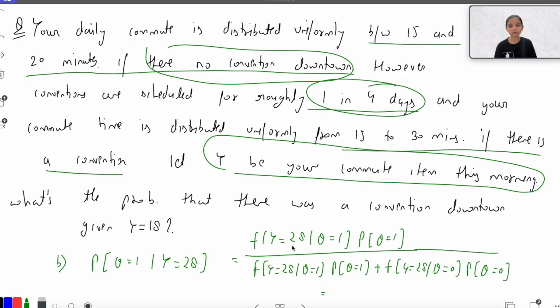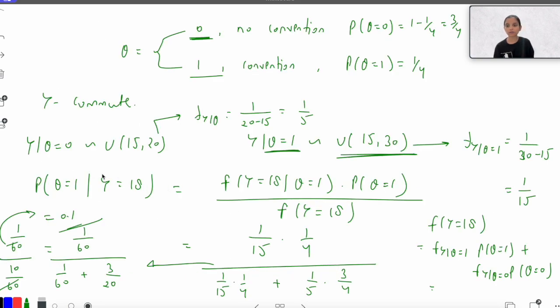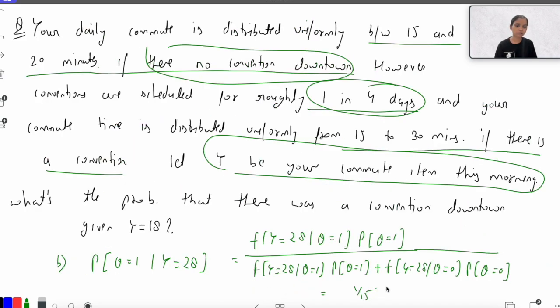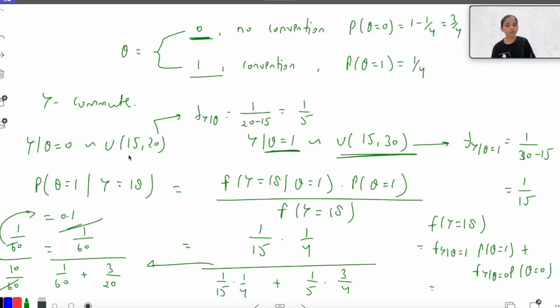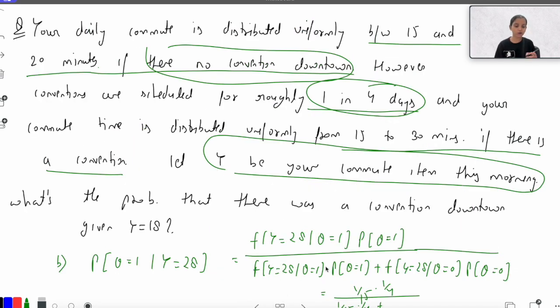Okay, and that will be equal to, now look at this case. For theta equal to 1, the uniform is 15 to 30, so y equal to 28 would lie in that range. So you can say 1 by 15 into 1 by 4. Similarly 1 by 15 into 1 by 4 in the denominator. In this other case, y is equal to 28. Now let's look at the range of y. Y is lying between 15 and 20, and 28 is not lying in this range. We know that the uniform range is 15 to 20 in this case, and 28 is not lying in this range, so the probability corresponding to it would be 0.